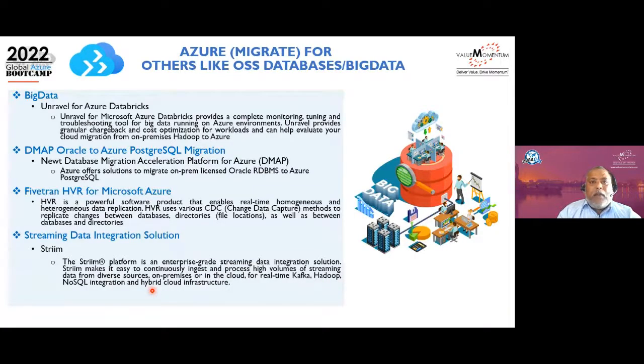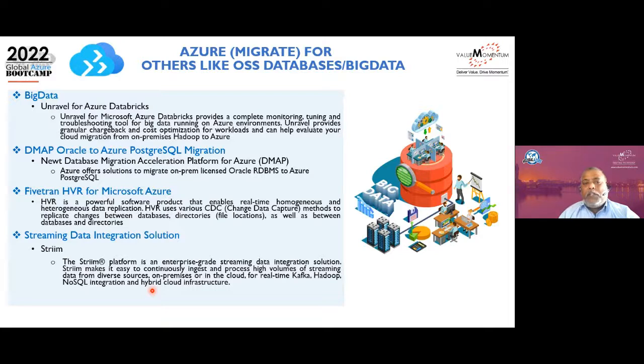Beyond that, in Azure Migrate we are also able to do big data analysis, and we can get cost optimization of the workloads for big data. Apart from that, on the Oracle side, we can transform our Oracle databases to PostgreSQL migrations. And Fivetran is one of the companies that has provided HVR for Microsoft Azure, like high volume replication.